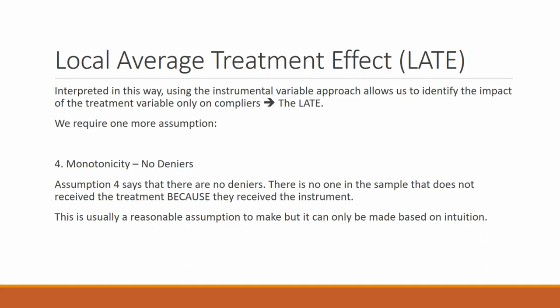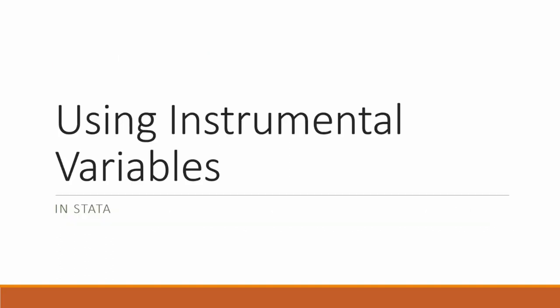All right. This assumption is also called monotonicity. This assumption is usually a fairly easy assumption to hold. Again, we can't use our data to validate it, but we can give an argument for it based on intuition. It's a relatively straightforward assumption. So we use our intuition to validate this assumption. There should not be deniers. There should not be people that violate the instrument. Okay. With all of that said, with a very long lecture, let me now go into Stata and give a demo.